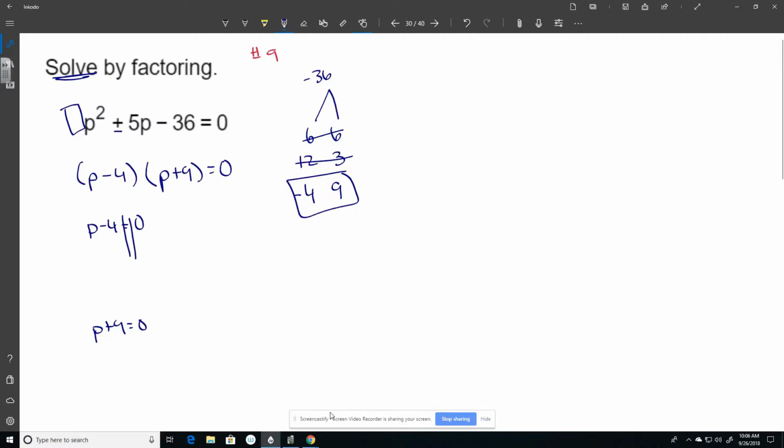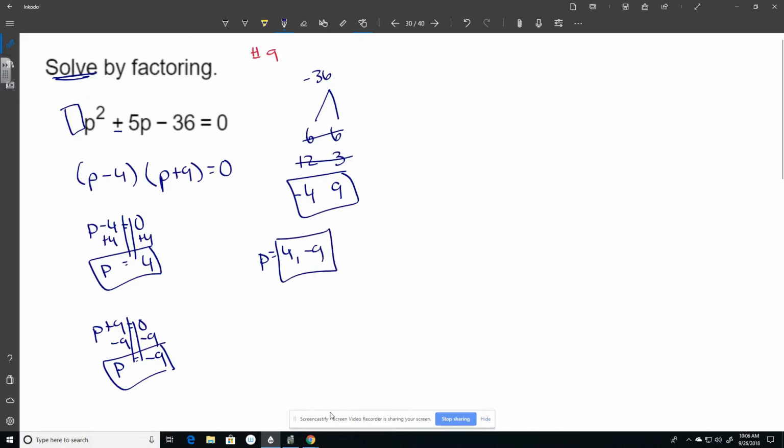So I do railroad tracks, add 4, P is equal to 4. There's one of my solutions. And on this one, I do railroad tracks, minus 9, P is equal to negative 9. So my answers are P equals 4, negative 9. And in the question, it might just have you put that part, the 4 and the negative 9.